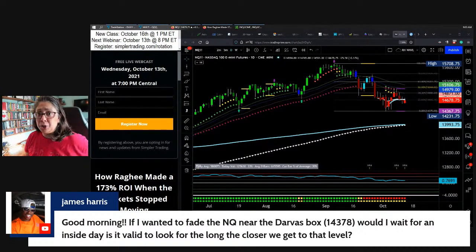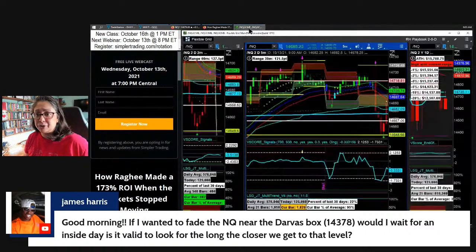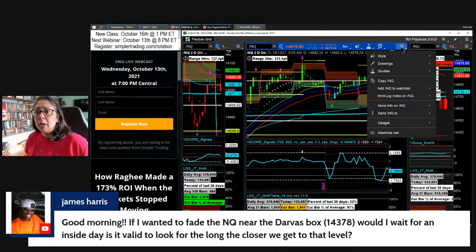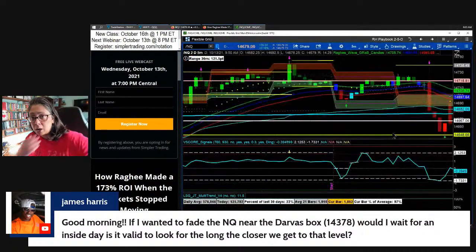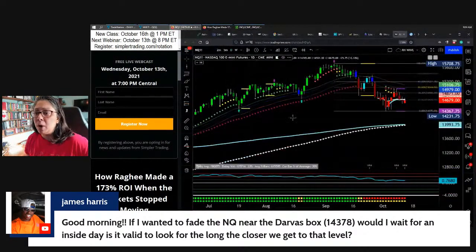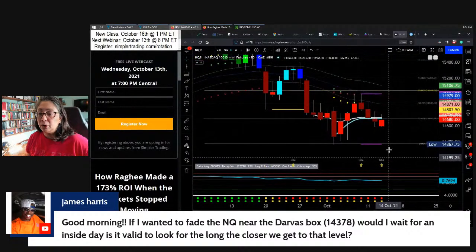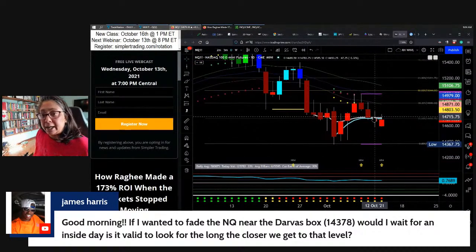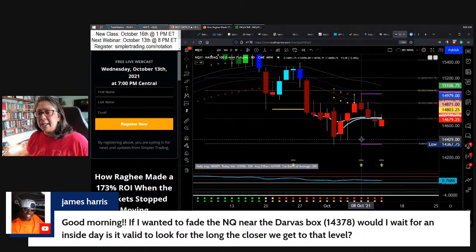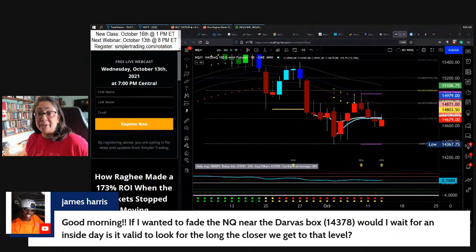I wanted to fade the NQ near the Darvis box. All right, let's go to the intraday. Okay, so it is an end of day setup. So if you want to fade the Darvis on the NAS, let's zoom in just a little bit here. Two things I really like about fade, and this is actually, if you check out the Friday video, James, this is the same setup we talked about. So cool. So here's your zone.